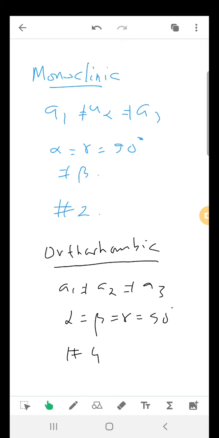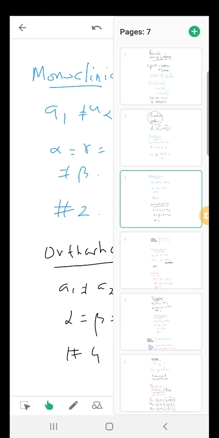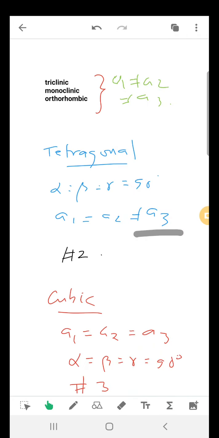Then the third type, the orthorhombic, where none of the sides are equal, and three of the angles are equal. So you can have alpha is equal to beta is equal to 90, beta is equal to gamma, alpha is equal to gamma is equal to 90. So you can have 4 different types of lattices. So these three, the triclinic, monoclinic and orthorhombic, out of the 7, can be considered to be forming a set where none of the sides are equal. And we move on to the next set of Bravais lattices.